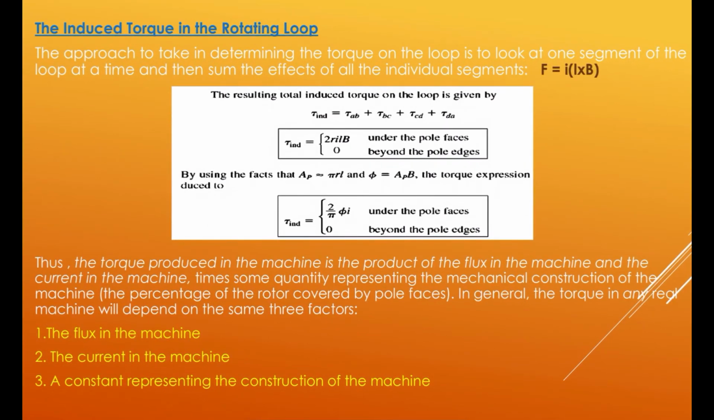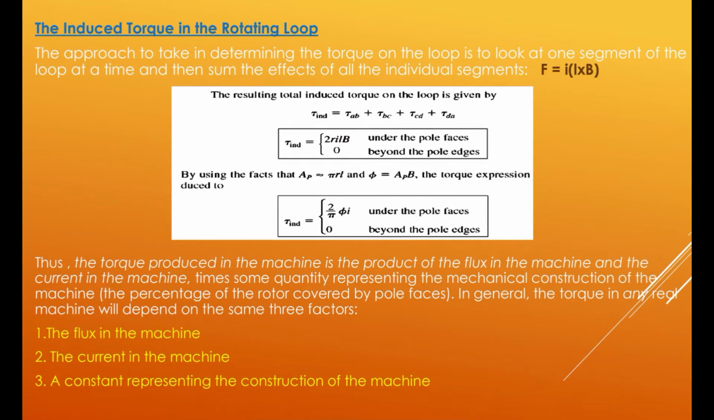The induced torque in the rotating loop. Now we'll write an equation to calculate the torque. The approach to take in determining the torque on the loop is to look at one segment of the loop at a time, and then sum the effects of all the individual segments.